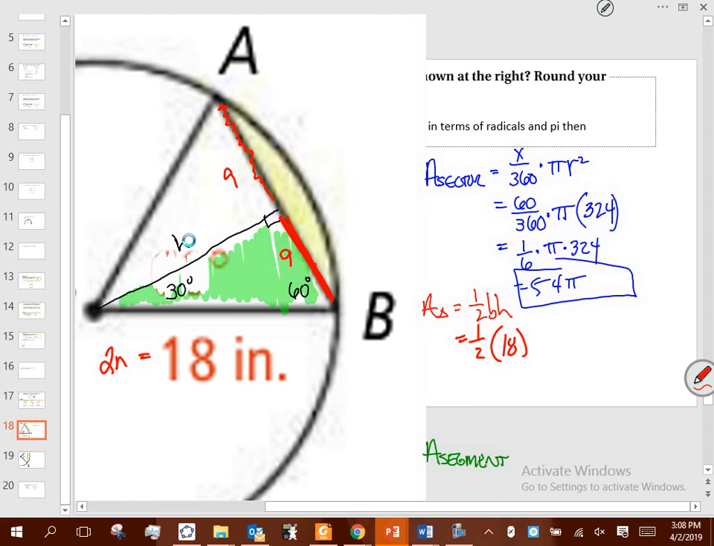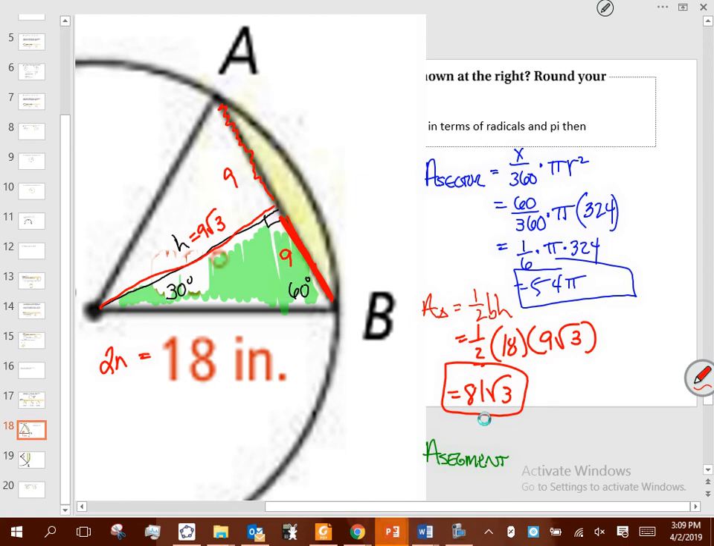Okay. H is going to be right. It's your n radical 3 side, so it's going to be 9 radical 3. And I multiply that here. So that's H. Now what's half of 18? 9. So now you have 9 times 9 times radical 3. What's 9 times 9? 81. So now we have 81 times radical 3. There's the area of your triangle.